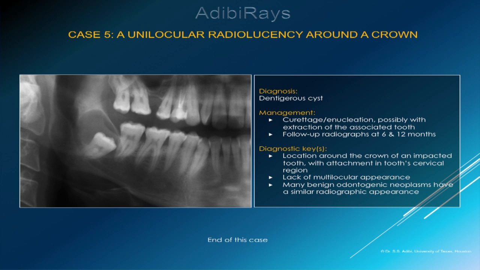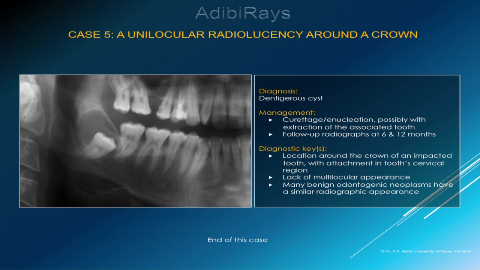This is a dentigerous cyst. The best approach is to curette or enucleate it with extraction of the associated tooth, and send it for biopsy. Follow-up at 6 and 12 months is necessary for these conditions.